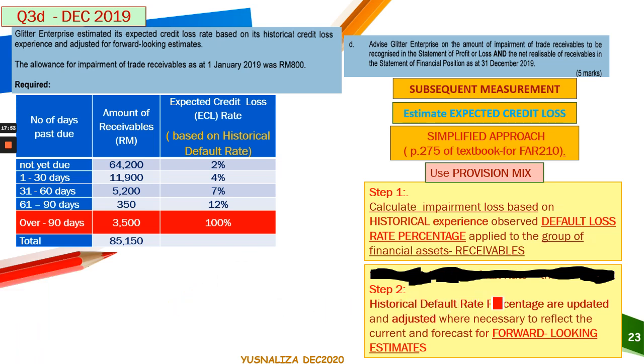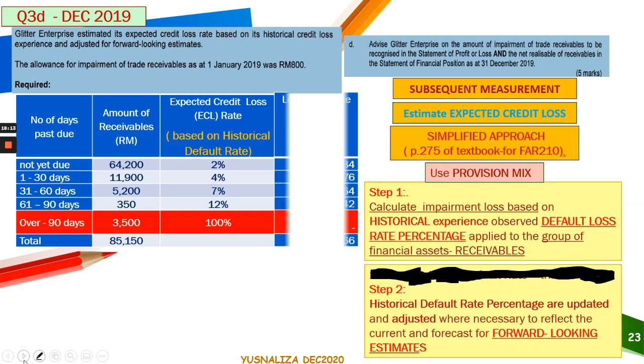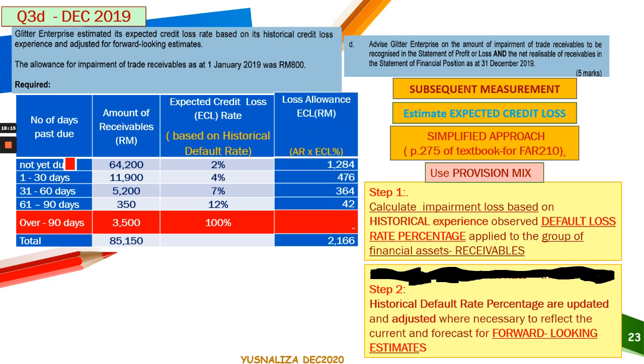Step 2: the historical default rate percentage will normally be updated from time to time and adjusted in years ahead to reflect the current and forecast conditions. First, it is based on history, but later you need to look at the current situation and try to forecast, and that is called forward-looking estimate. So what we do is create another column next to our expected credit loss. In the question, you are only given 3 columns. Next to it, create 1 column to calculate the loss allowance.